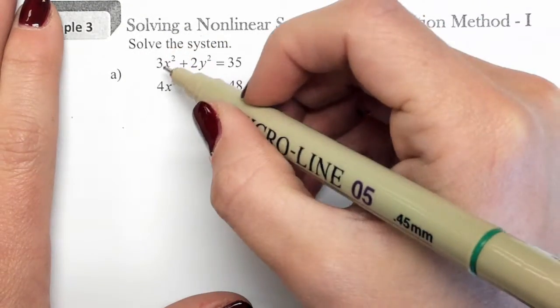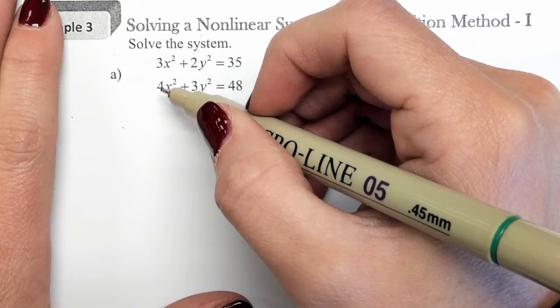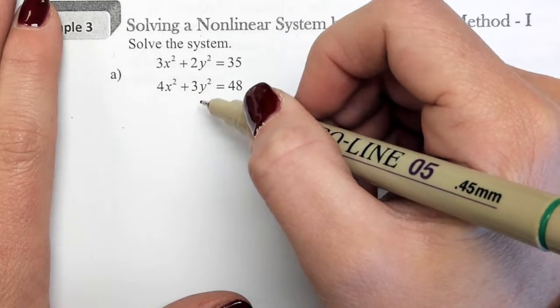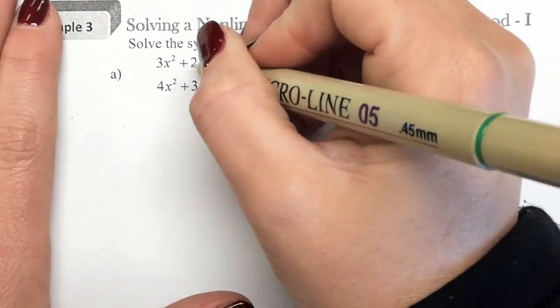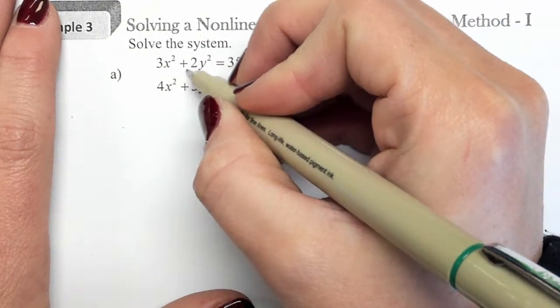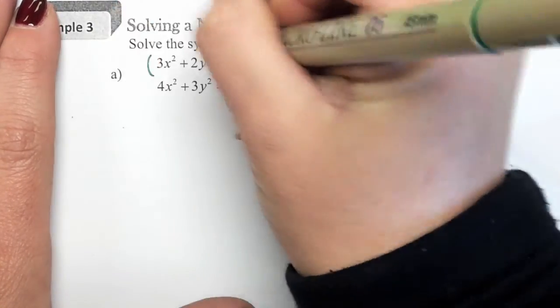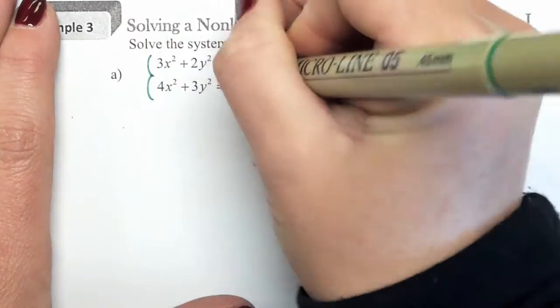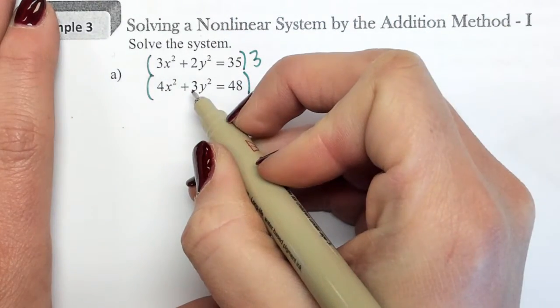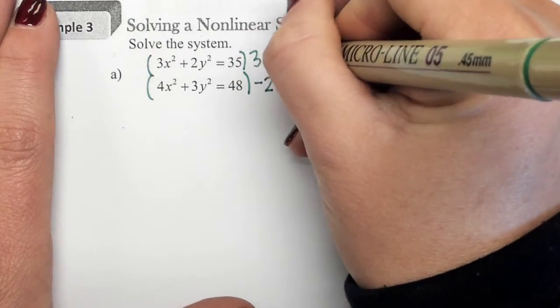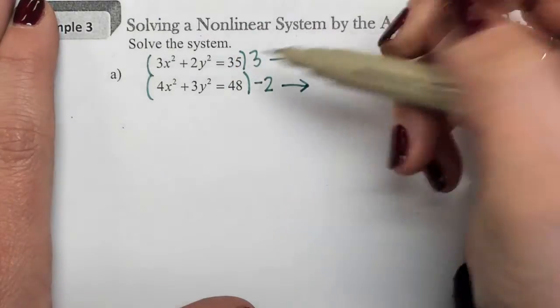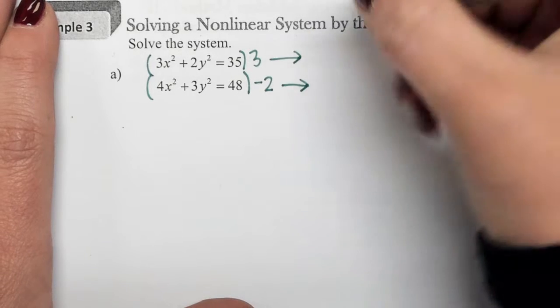This is y. What can 3 and 4 both go into? 12. What can 2 and 3 go into? 6. And 6 is smaller, so probably easier to deal with. What do I need to multiply this by to change it to a 6? 3. Good. And what do I need to multiply this by to change it to a 6? -2. Why -2? You want to cross out. Very good. Alright, so Darian, tell me all of these first terms multiplied by 3.